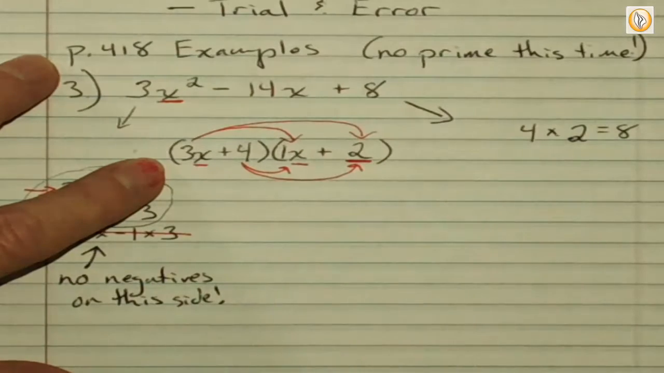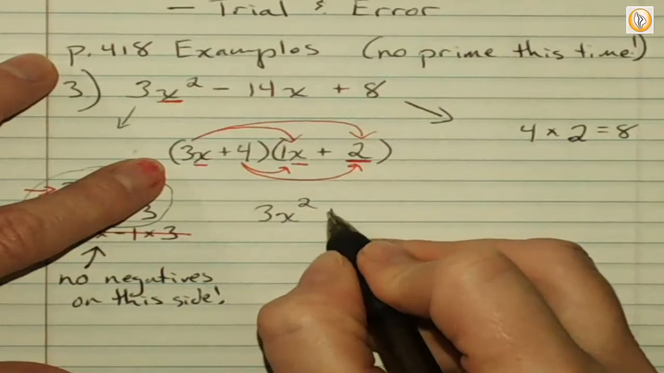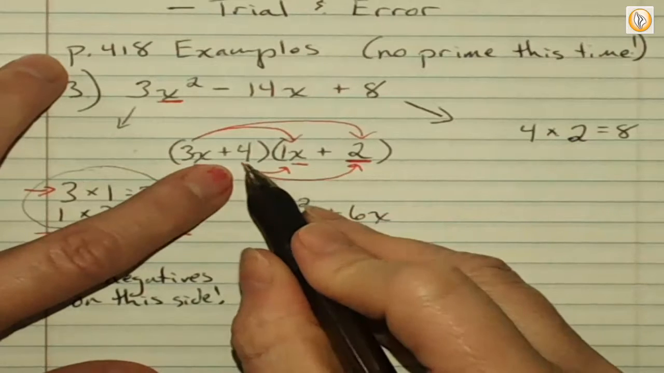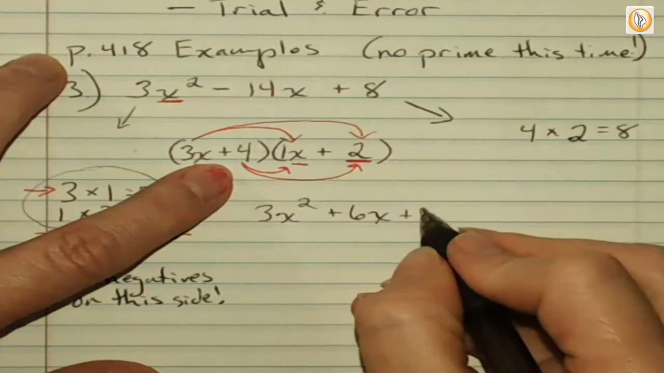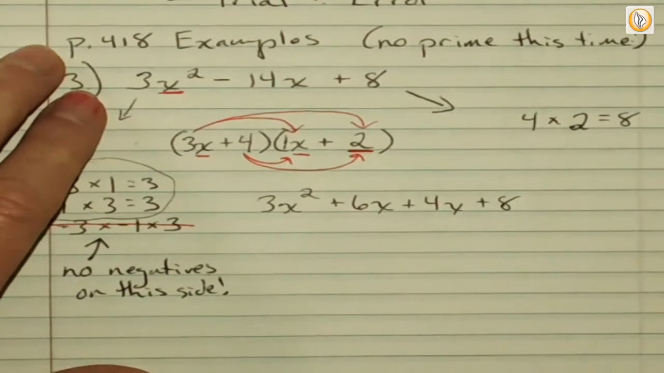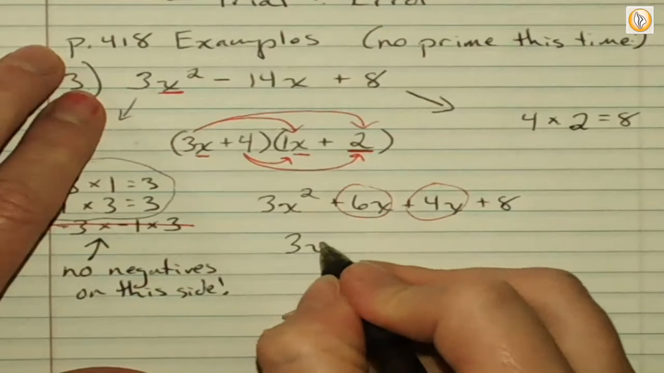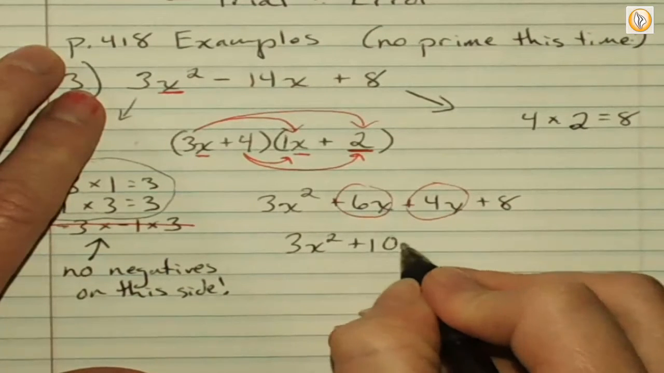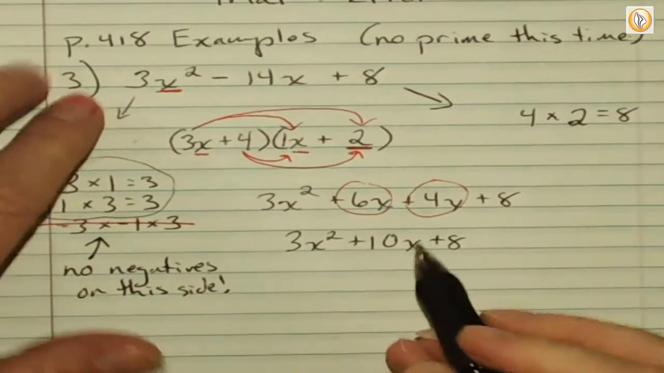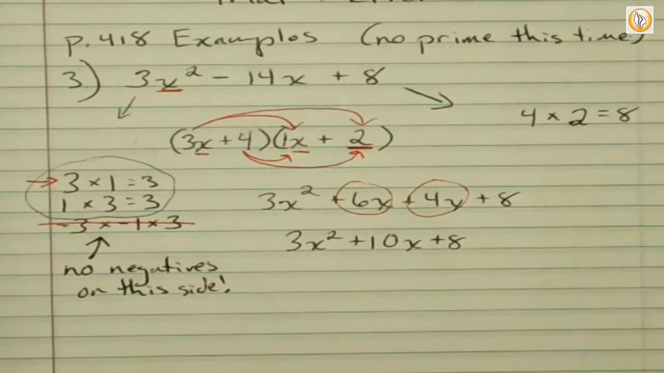3x times 1x is 3x squared. 3x times 2 is 6x. 4 times 1x is 4x. 4 times 2 is 8. We combine our like terms, and I get 3x squared plus 10x plus 8. Is that the same as my original problem? Nope. All right, so now you see the problem in the trial and error.